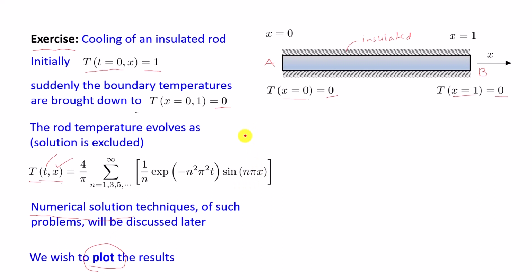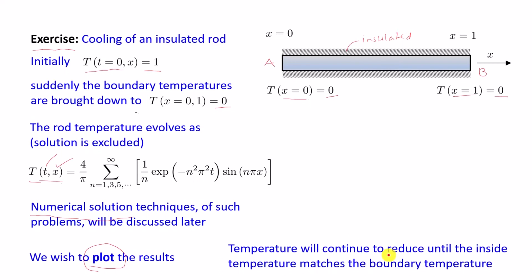Of course, before you can actually solve this problem, you have to think about the problem and think about what that solution might look like. Here you see that the initial temperature of the rod was 1, and suddenly the boundary temperatures are brought down to 0, which means that the temperature inside the rod will continue to drop, until the inside temperature at all points matches the boundary temperature.